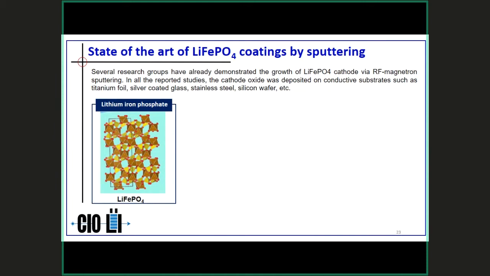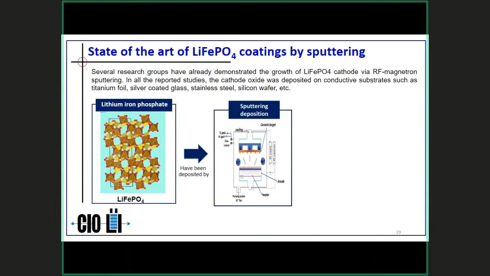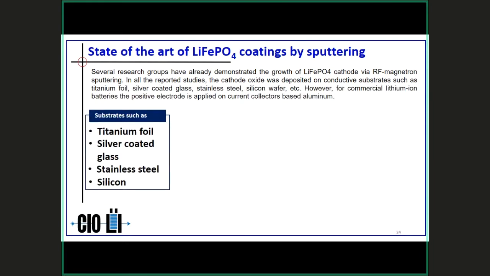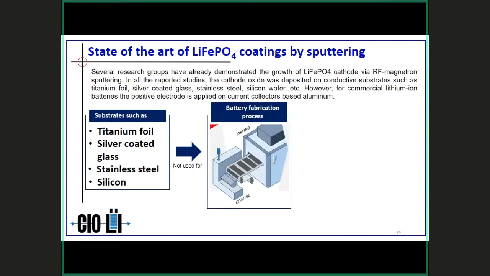Regarding the state of the art, the lithium iron phosphate cathode has already been deposited by sputtering. Actually, there are a lot of research articles that talk about the deposition of this material. After checking all these articles, what was found is that most of the authors used as a substrate to grow this material titanium foil, silver-coated glass, stainless steel, silicon. The problem with those materials is that they are not being used in the current manufacturing process.